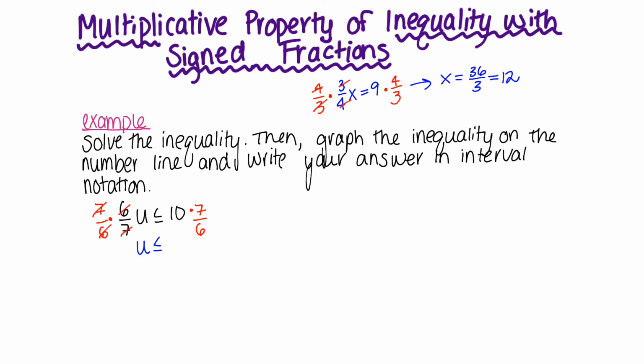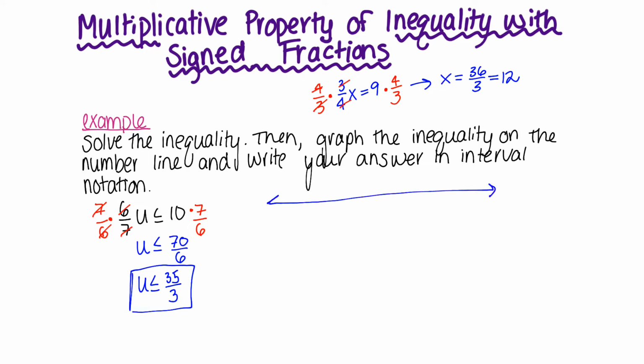10 times 7 is 70/6, which does reduce. And you could use your calculator to reduce, or you could note that the top and the bottom are both divisible by 2. So 70 divided by 2 is going to be 35. And 6 divided by 2 is going to be 3. So our answer, the one that Alex wants, is u is less than or equal to 35/3.